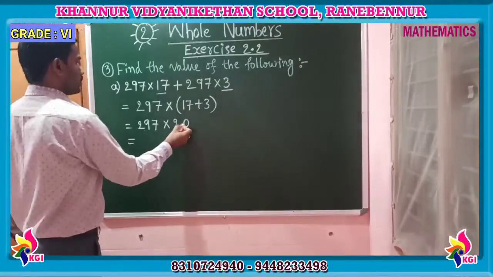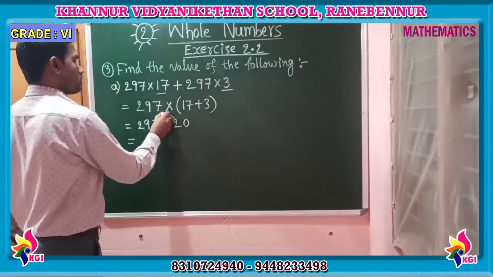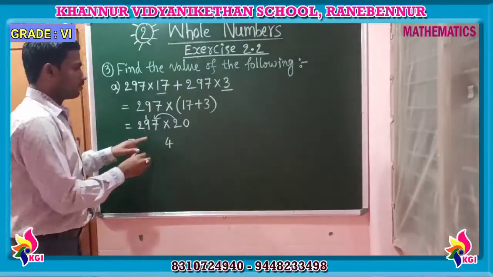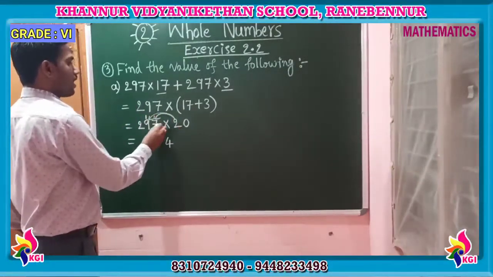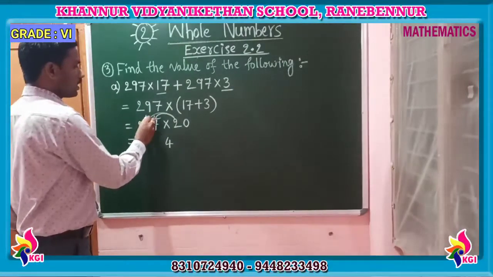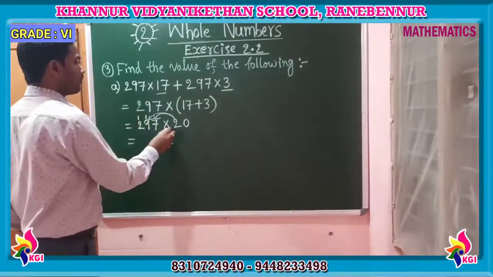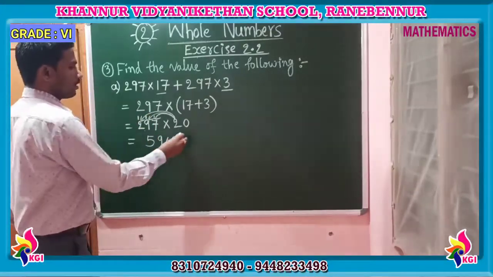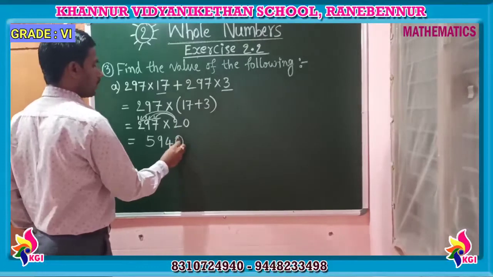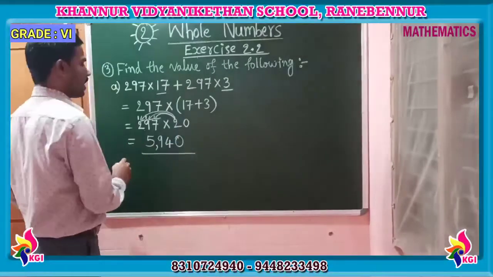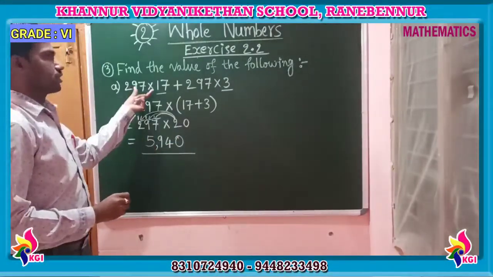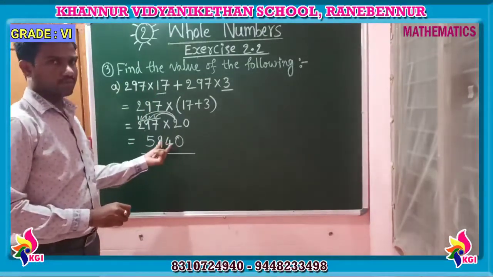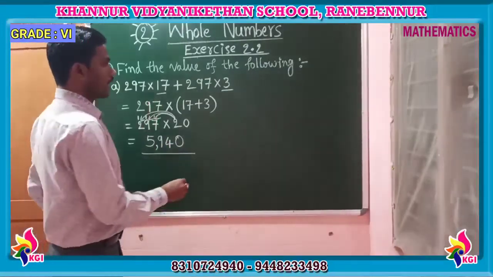Then in the third step you can multiply these two. Now this 2 7s are 14. 1 carry on 9. Then 2 9s are 18. 18 plus 1 19. Carry 1. Then 2 2s are 4. 4 plus 1 5. Then how many zeros? Only 1 zero is there. So this is the answer for this first A question. Okay, 5940. Is it right? Now I'll go to your B question.